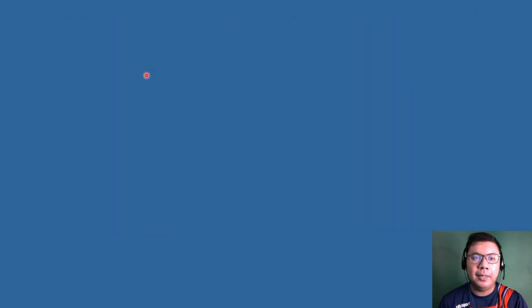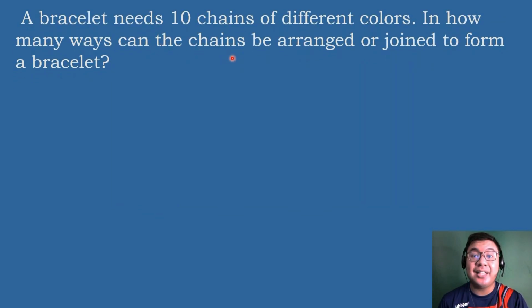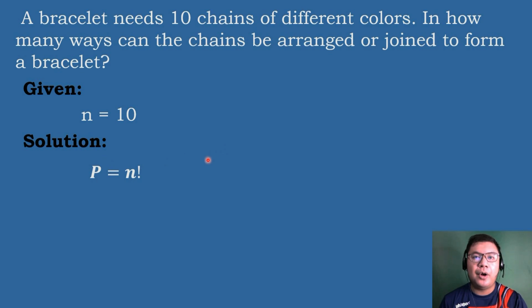For our next problem, a bracelet needs 10 chains of different colors. In how many ways can the chains be arranged or joined to form a bracelet? So this one is an example of permutations of objects taken all at a time, because we will select all the objects in the given. So we have the value of n is equal to 10, and we will select all these 10 objects to form a bracelet. So we will use the formula of permutations of objects taken all at a time, in which P is equal to n factorial.